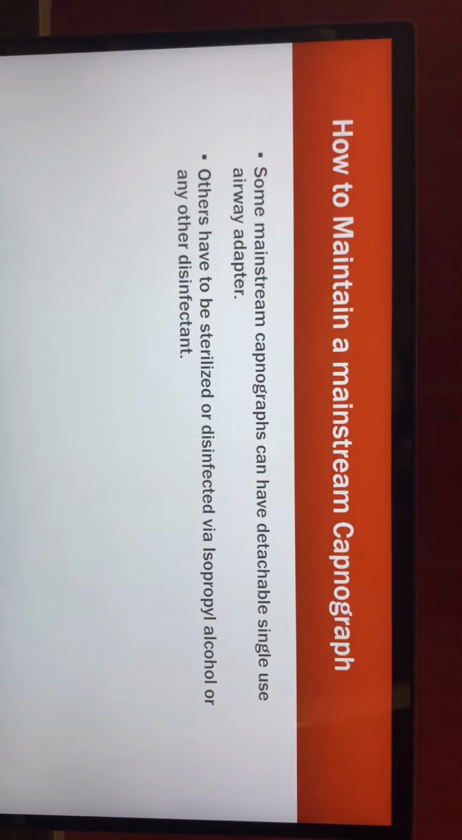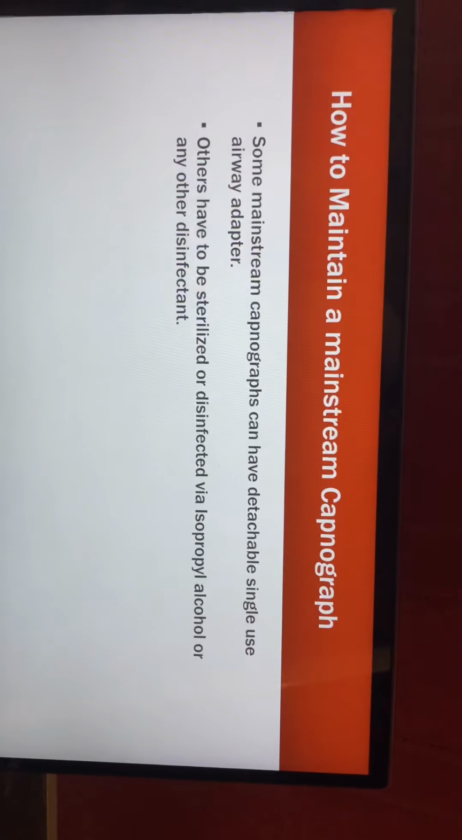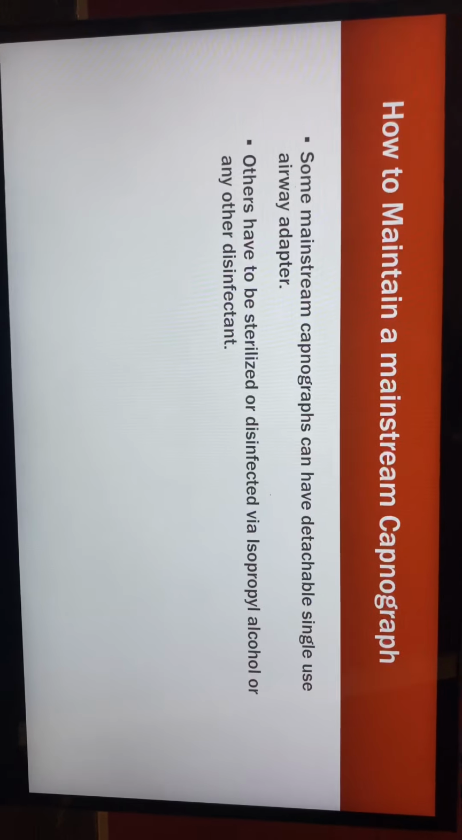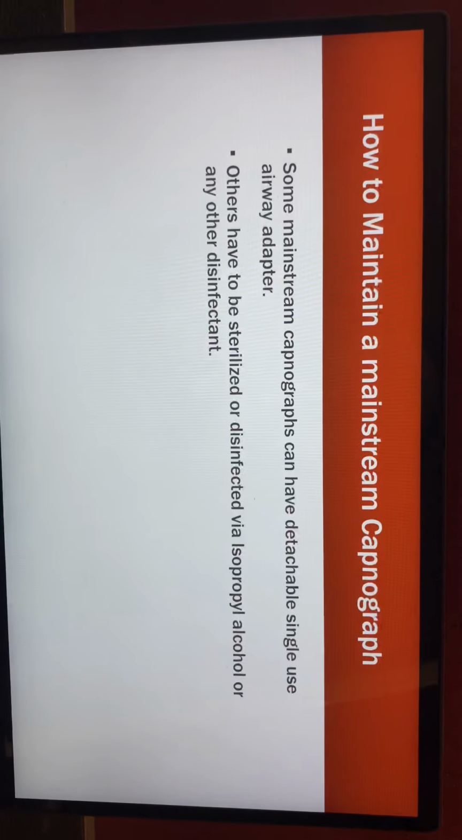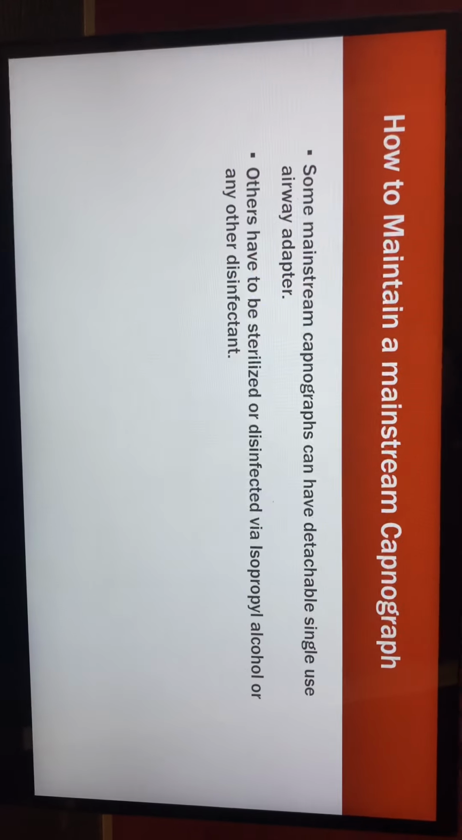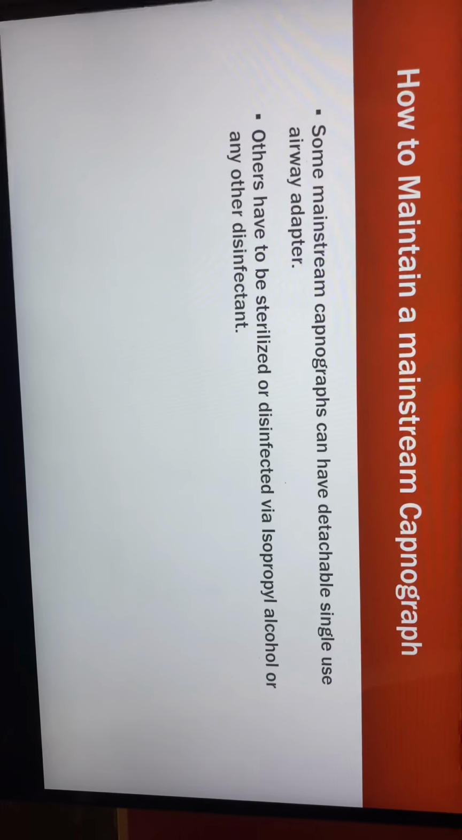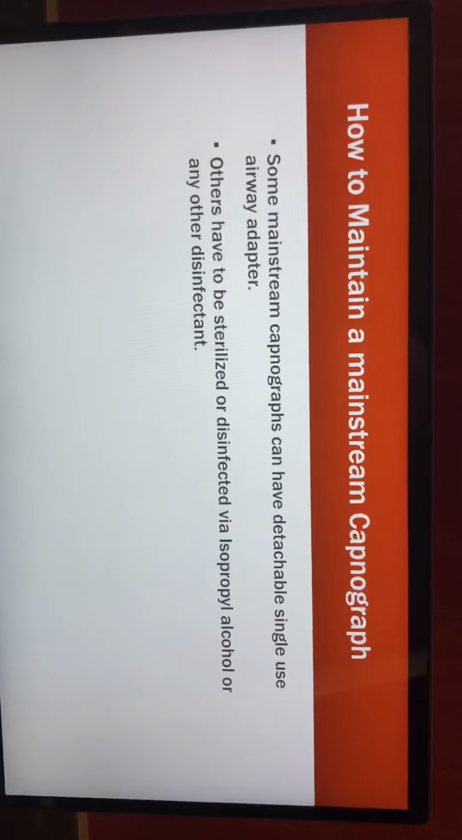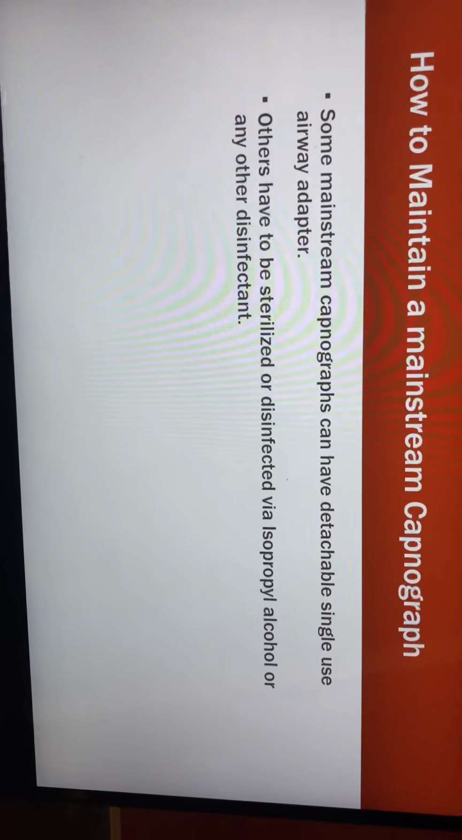How do you maintain a mainstream capnograph? It depends on the type of capnograph that you have. Some mainstream capnographs have a detachable single-use airway adapter. Others have to be sterilized or disinfected with either isopropyl alcohol or any other disinfectant with the proper contact time of 10 minutes.